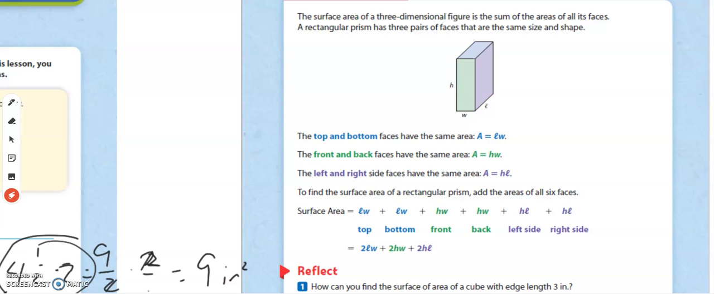And then the area, length times width, plus length times width, plus height times width, plus height times width, plus height times length, and it ends up being 2 times the length times the width, plus 2 times the height times the width, plus 2 times the length times the height. Not necessarily in that order.